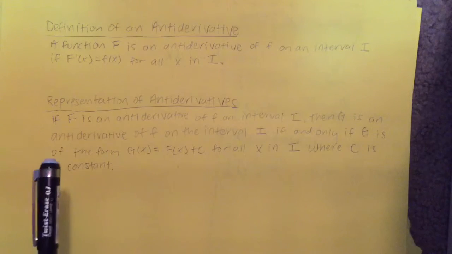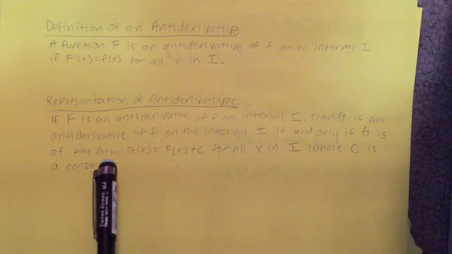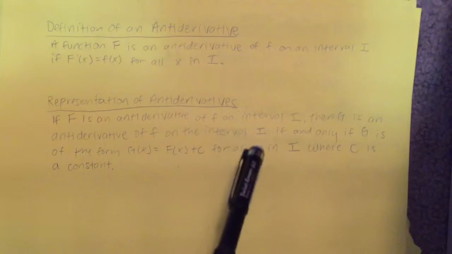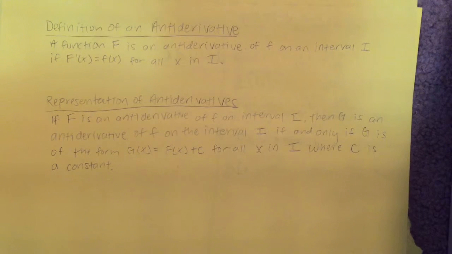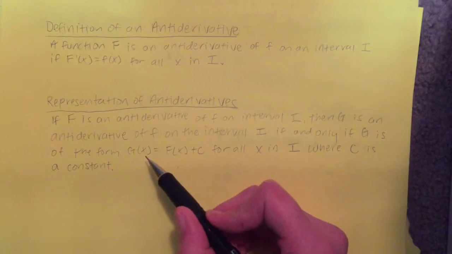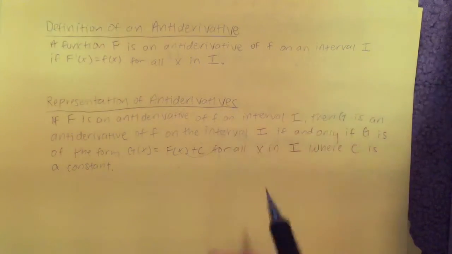Now, representation of antiderivatives. If F is an antiderivative of f on the interval I, then G is an antiderivative of f on the interval I if and only if G is of the form G of x equals F of x plus c for all x in I, where c is a constant. You always have to make sure that you add the plus c as a constant, because that's very important.